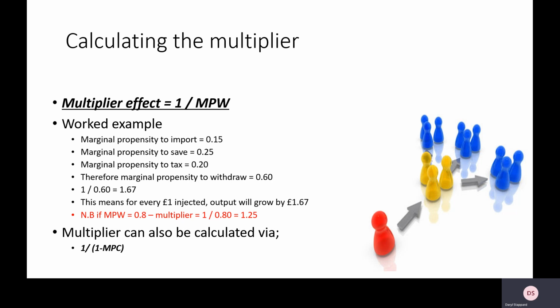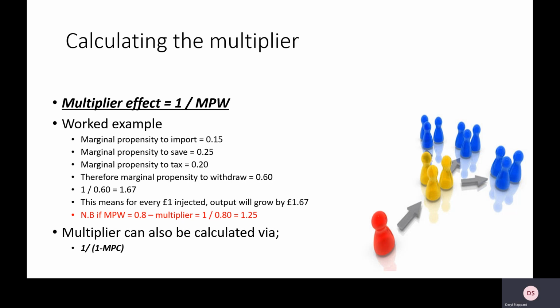Now you've got an example here. What we're looking at here is a world where people devote, when they receive an additional income, 15% towards imports, 25% towards savings, and 20% towards taxes. Now this therefore means at the moment then, for every £1 additional income that people receive, 60% of it will go on the withdrawals. So the biggest withdrawal is the savings, then the taxes, and then the imports. If we therefore use the formula 1 divided by MPW, we'll get 1 divided by 0.6, which is 1.67. Now what that means then is that for every £1 extra that people get, the economy will grow by £1.67. So the idea is people will be constantly reinvesting 40% of their additional income back into the economy.